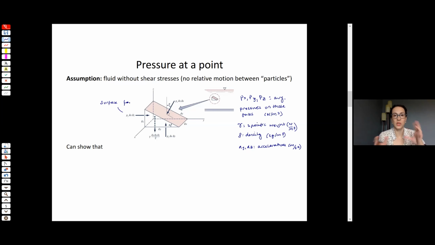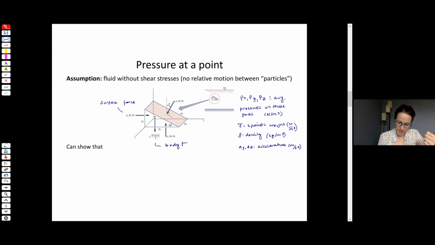And so we've got surface forces due to pressure on all the faces. Because we've assumed that there are no shear stresses, we don't have any shearing forces, those would also be proportional to the area. And then we've got one body force.